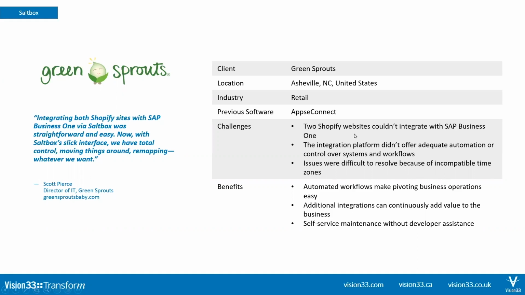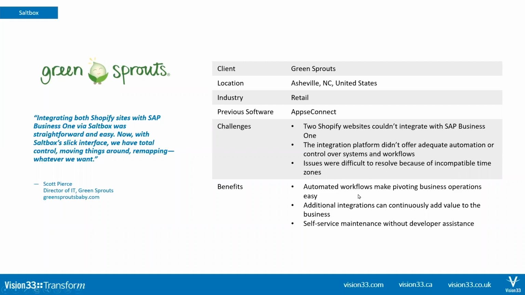They had two Shopify sites and they couldn't integrate with SAP Business One. They even had an application that was supposed to be able to do that called AppC Connect, and did not have success with that. So the integration platform didn't offer adequate automation or control over systems and workflows. So it had a connector, but they couldn't change it. They couldn't modify it. They couldn't make it work for them. And issues were difficult to resolve because of incompatible time zones with the support teams, right?